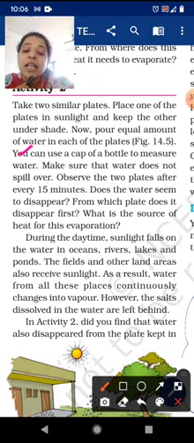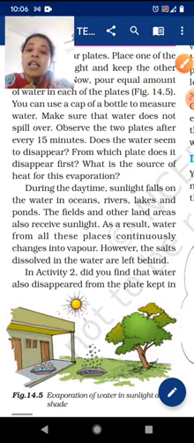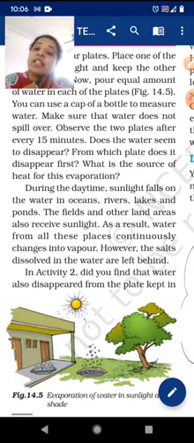See what they're telling, that you have to check after every 15 minutes whether the water is disappearing or not, and from which plate it disappears faster. And if the water is disappearing, then what is the main source of heat for evaporation over there?